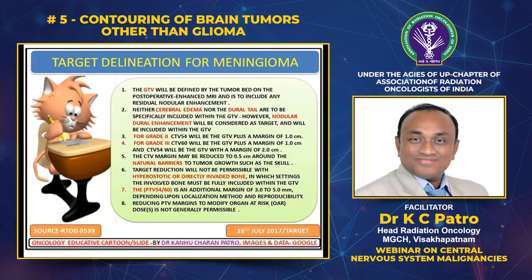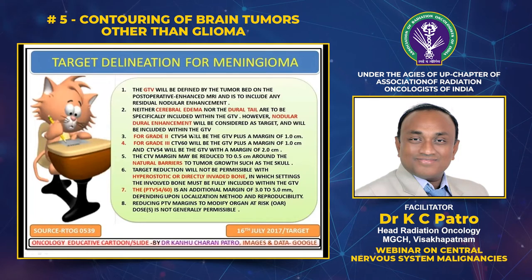So in summary, the GTV will be defined by the tumor bed on the postoperative enhanced MRI and is to include any residual nodular enhancements. Neither cerebral edema nor the dural tail are to be specifically included in the GTV. However, nodular dural enhancement will be considered a target and will be included in the GTV.